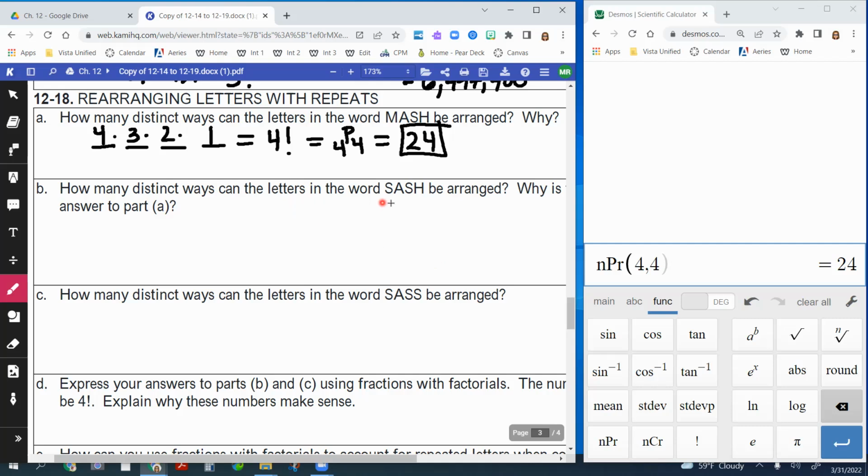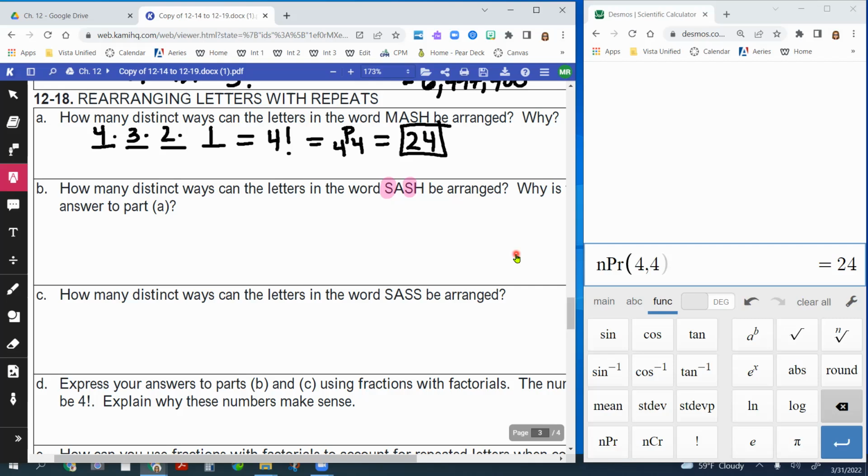How many distinct ways can the letters in the word sash be arranged? Why is this answer going to be different? So this is going to be a different situation because what's happening is we have this letter S. Let me highlight it instead of trying to circle it. We have this letter S twice. Okay, and it doesn't matter which S it is, it's going to be the same word. So when we're doing this, it's going to change this order.